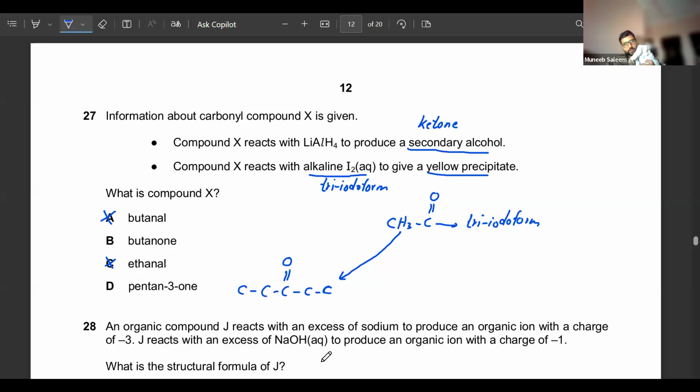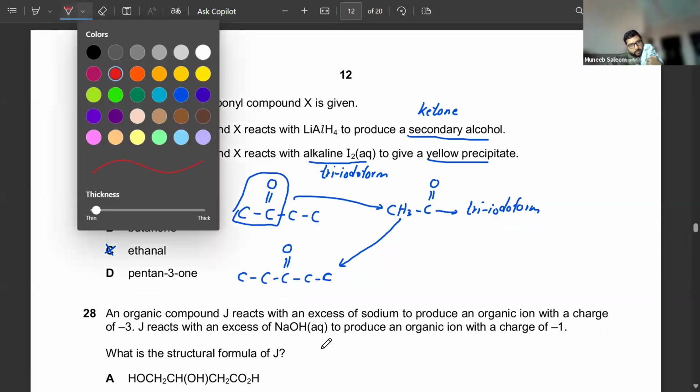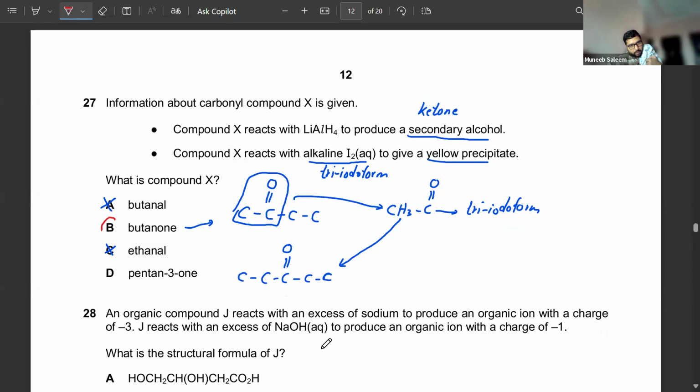And if we check the structure of the butanone, it is something like this. We have the double bond carbonyl group on the second carbon. Now here we do have the same part that is required for the triiodoform test that resembles this part. So from this we can say it's option B, that's the correct answer.